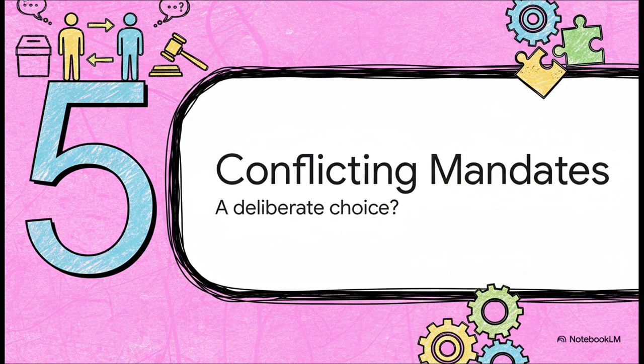And just when you think it can't get any more complex, it does. What if voters are actually being incredibly strategic? Some people argue that voters intentionally split their vote. They give one party the power to govern, but they give another party the power to hit the brakes. And this creates something called conflicting mandates.